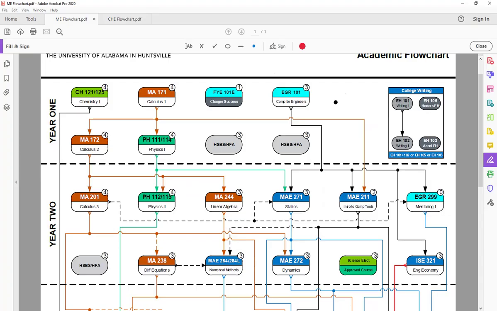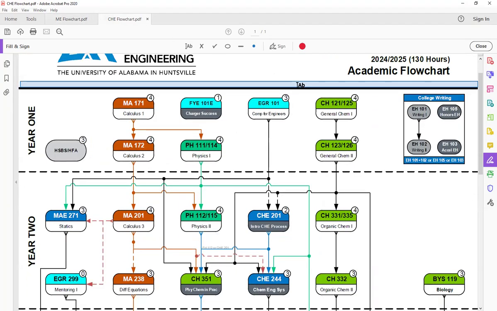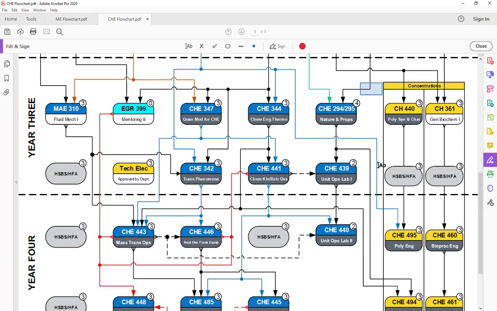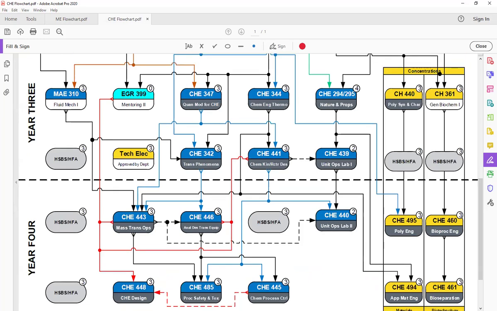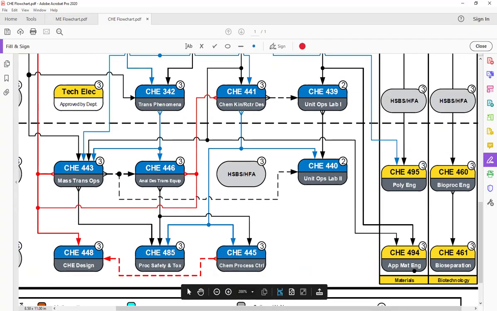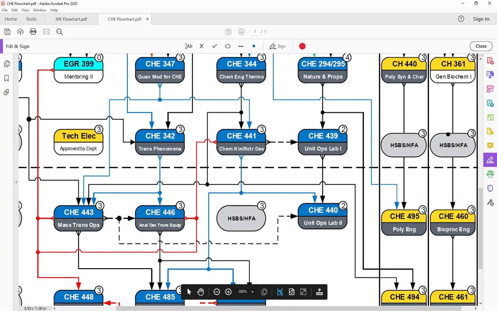Now, before I end the video, I want to take a quick look at another flowchart. Here's the chemical engineering flowchart. It has some courses in common with mechanical engineering, but you can see that there's a yellow box over here on the right side, and it's marked concentrations. If your engineering major has concentrations, you'll find a similar box on its flowchart. Concentrations are mostly built from junior and senior level courses, so this isn't something you need to worry too much about just yet. But once you get to that point, you'll just follow the course path of the concentration you've chosen. For example, if you are in materials for chemical engineering, you'll take these courses. Or if you're in biotechnology, you'll take these courses.